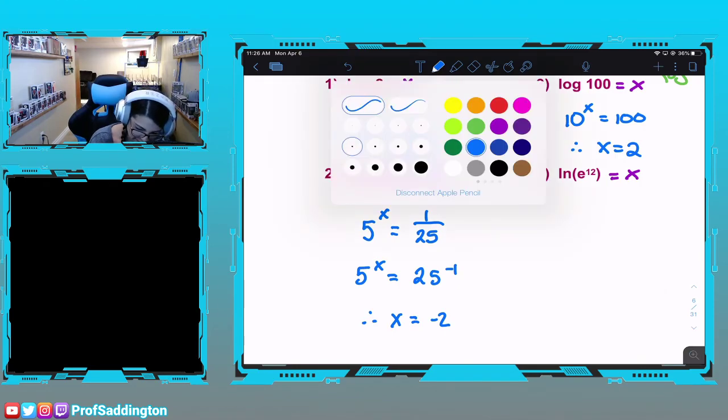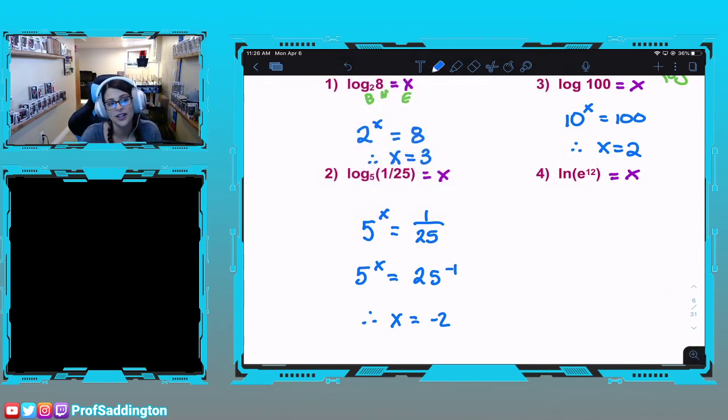All right, and then next we have natural log of e to the 12th. Well, ln and e are inverses of each other. They cancel each other out. So therefore, x equals 12, because natural log and e are inverses and they cancel each other out.